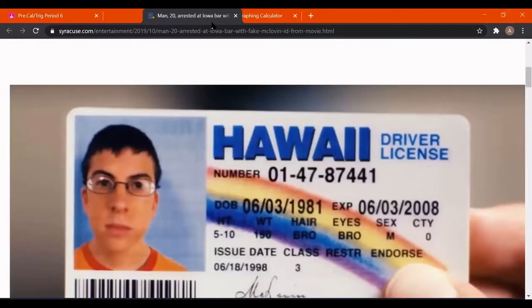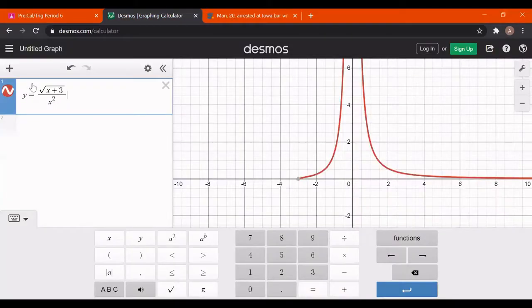All right, let me get a hang of it. All right, my problem's right here. It's y is equal to square root of x plus 3 over x squared. And in this particular problem, we will find the domain, the range, continuity, the monotonicity, symmetry, boundedness, extrema, asymptote, and end behavior. Now, guys, don't get too scared.